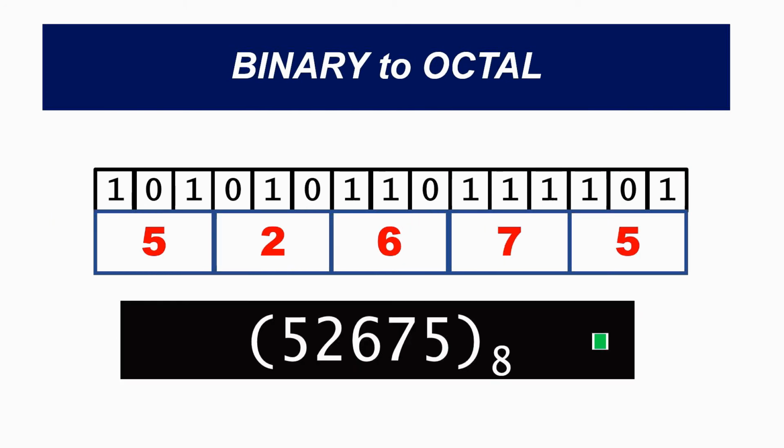Similarly, when we convert binary to octal, we have to group the binary digits in groups of 3. 3 digits, 3 digits here, 3 digits here, 3 digits here, and 3 digits here. And write down the octal equivalent of each of the patterns. So this is here 4 plus 1 is 5, 4 plus 2 plus 1 is 7, 4 plus 2 is 6, this is a 2, and this is a 5. So the binary pattern 1010101101111101 in octal comes out to be 52675 in octal.